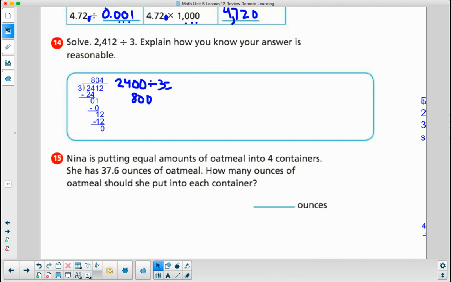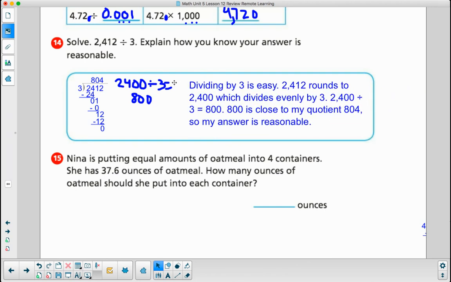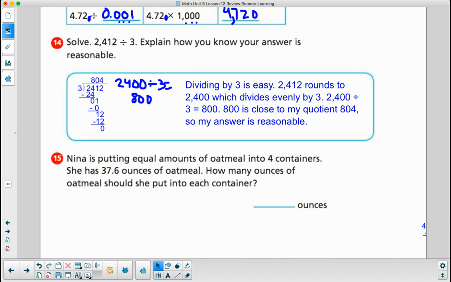Now, if I was writing it, I would write it like this. Dividing by 3 is easy. 2,412 rounds to 2,400, which divides evenly by 3. 2,400 divided by 3 equals 800. 800 is close to my quotient, 804, so my answer is reasonable.